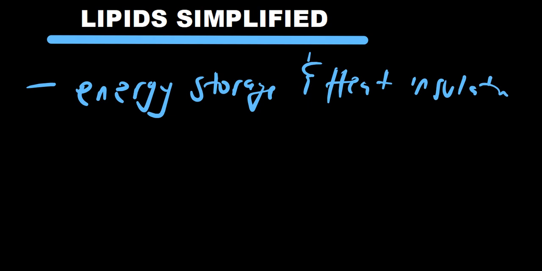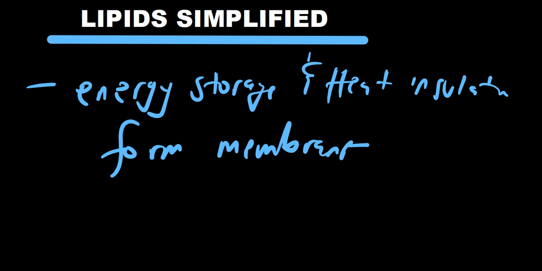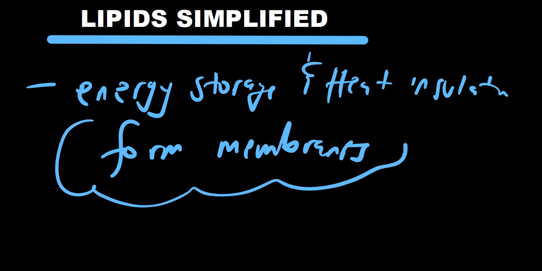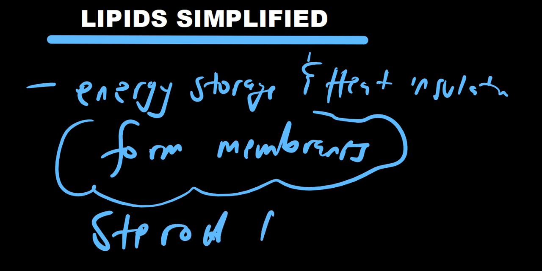They insulate us. Then the largest function of lipids, I would say, is that they are mostly used to form membranes of plants mostly. You will see as we proceed how lipids are used in membranes of plants. Then the other thing is that lipids also act as steroid hormones. That can be one of the functions of lipids.